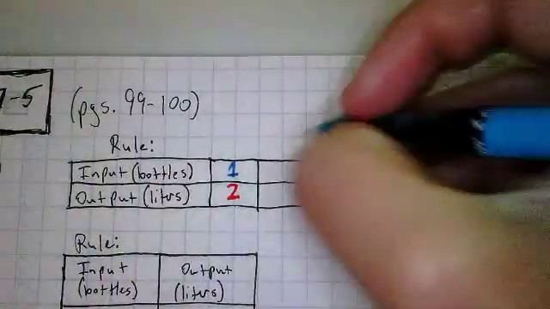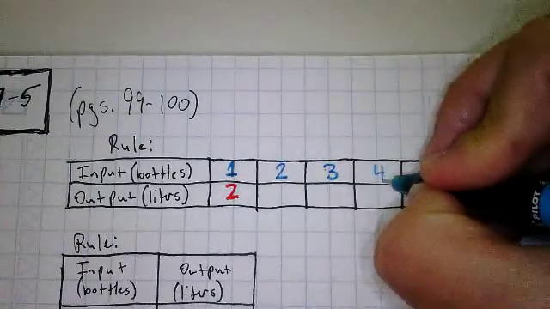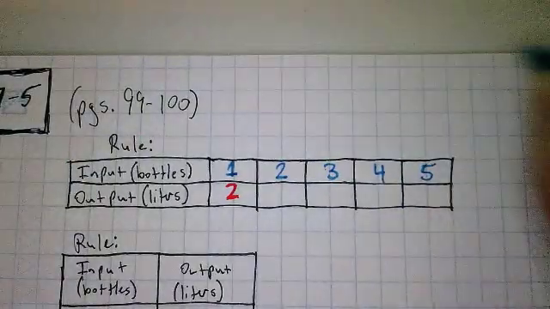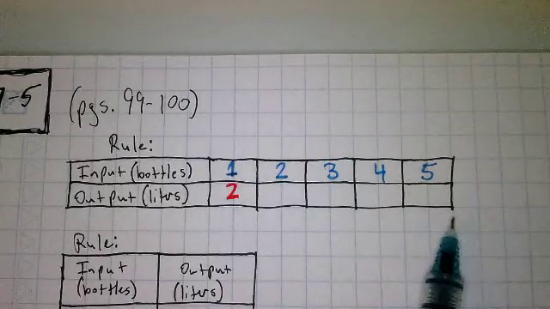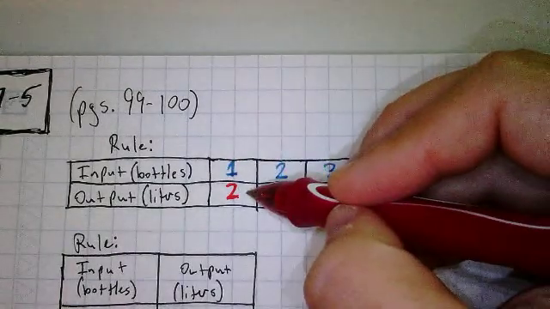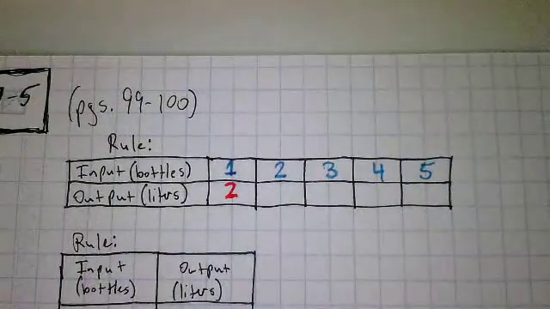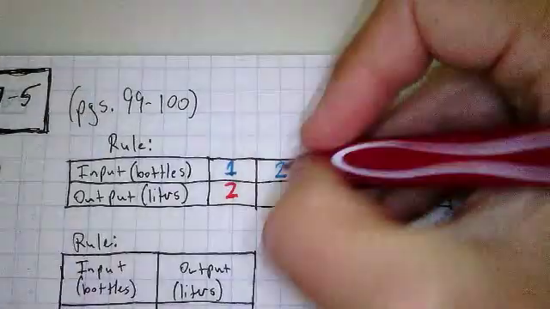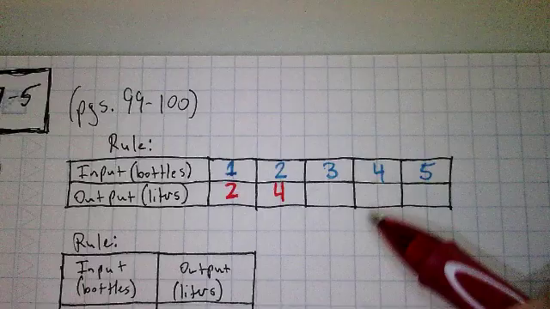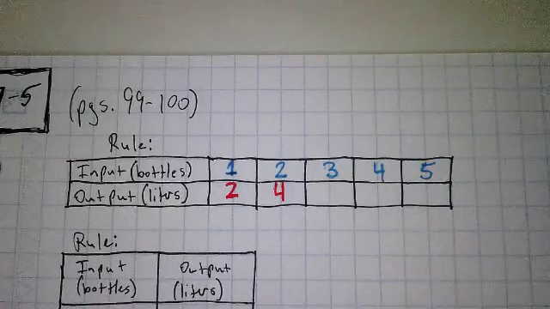So I'm going to do my input here, and we're just going to go up. So here's 1 bottle, 2 bottles, 3 bottles, 4 bottles, 5 bottles. Okay? And so we can follow our input-output table to get how many are in 5 bottles. So if there's 2 liters of juice in 1 bottle, how many liters of juice are going to be in 2 bottles? Sebastian? 4. Okay? How many liters of juice are going to be in 3 bottles? Isaac? 6.